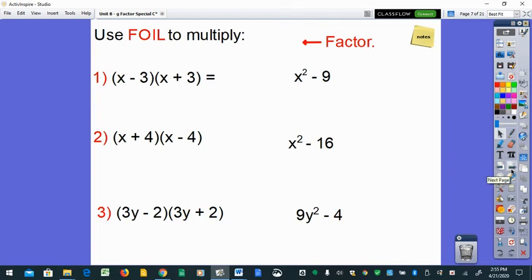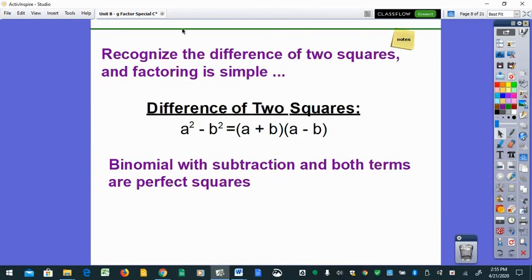So the first thing you're going to look for if you see a binomial is: is there a GCF? And then the second thing you're going to look for is: is it a difference of two squares? And that'll tell you if you can factor it further. So here's just a little description of that: if you've got something squared minus something squared, it'll be the twins off by a sign.